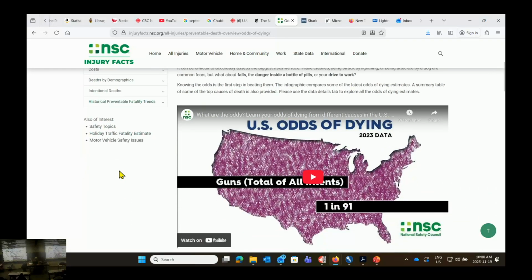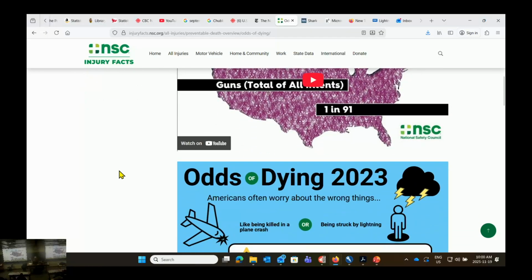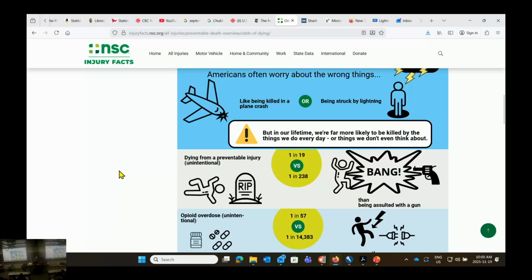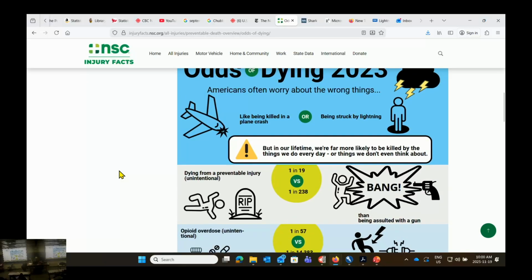Okay, so in the US, they got various odds of dying. Let's just look at a couple of them and ask some questions about them. Your odds of dying from a preventable injury, unintentional, is 1 in 19, versus dying from being assaulted with a gun. Wait, hold on. This is one of the things that drives me crazy. What do they mean by 1 in 19? The probability of something is 1 in 19. What is that something?